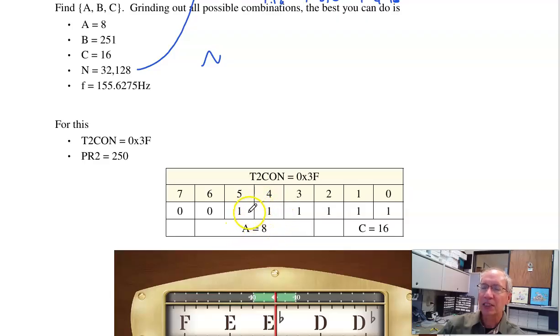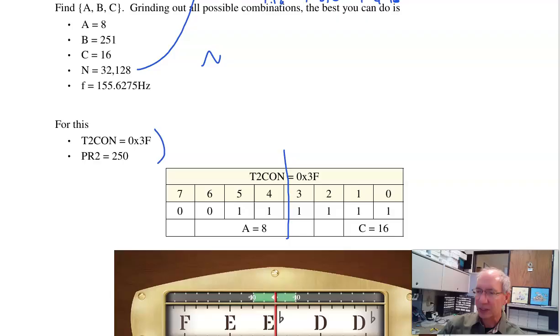To have A of 8, I write binary 7 to these 4 bits. Here's my enable bit. 1, 1 is 16. So T2CON is split down the middle. High byte is 3, low byte is F. Write 3F to T2CON. So this should initialize timer 2 for 155.62 Hertz.